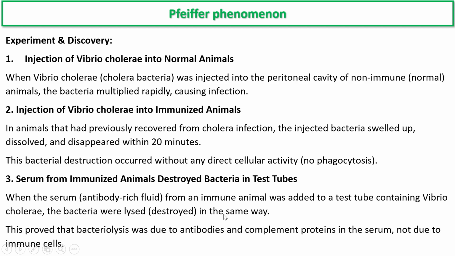The same thing happened here. So from this, he proved that this bacteriolysis, that is the lysis or death of bacteria, was due to the antibodies and some complement proteins present in the serum. Because here he took out only the serum, no cells were there. So he proved that this is because of the antibodies and complement proteins present in the serum and not due to any type of immune cells. So this was the Pfeiffer phenomenon.